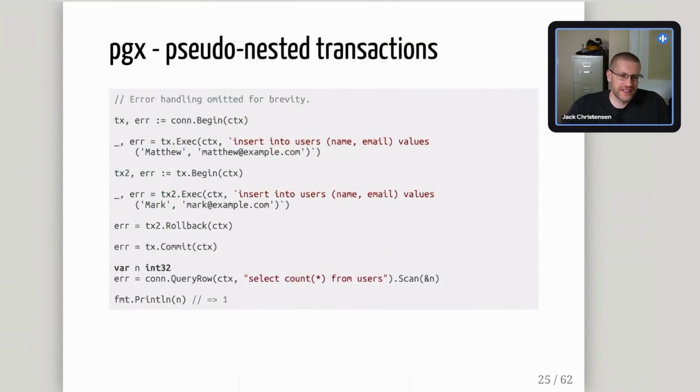This is another one that's not immediately obvious that Postgres has, or that pgx has. And that is, when you're already in a transaction, you can call Begin again. And you can see, we rolled back this inner one, and when we did the count of users, we only had 1. So if you know Postgres very well, you might realize, hey, Postgres doesn't have nested transactions. What's going on here? That's why they're pseudo-nested transactions.